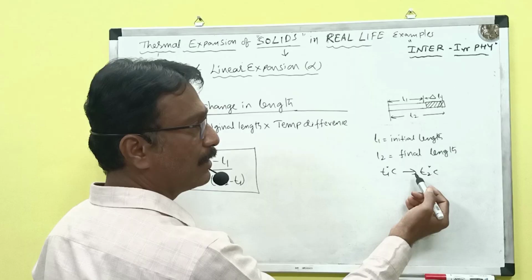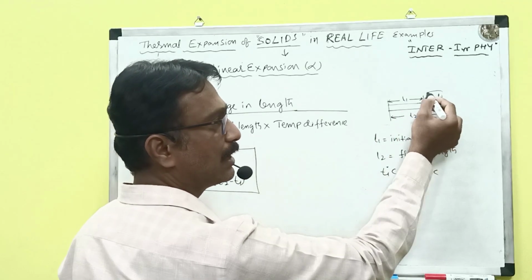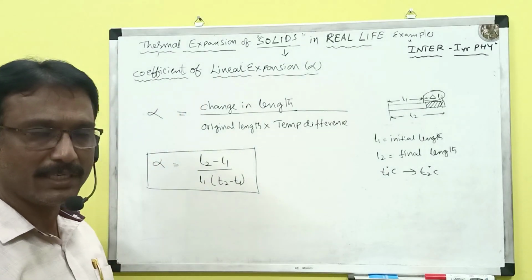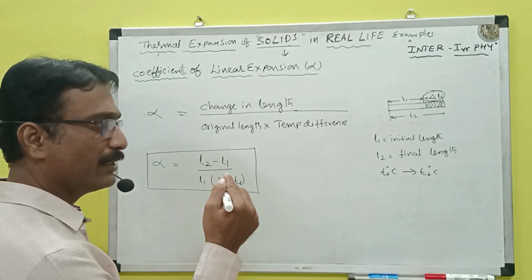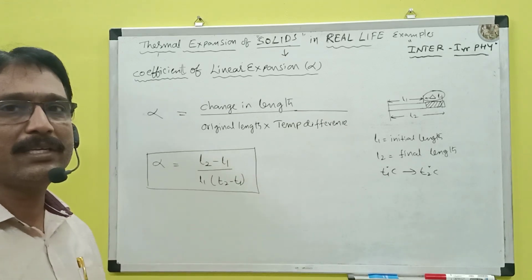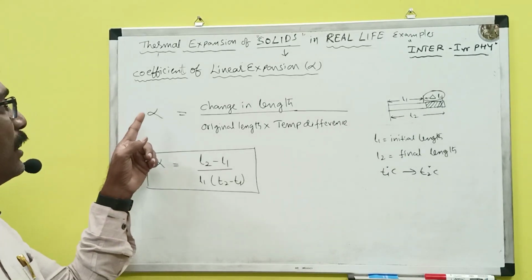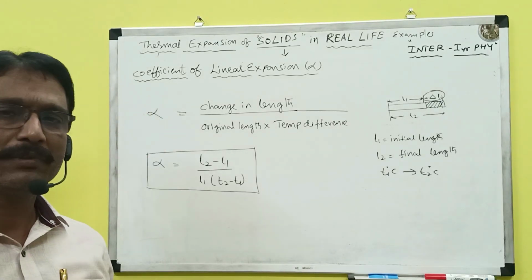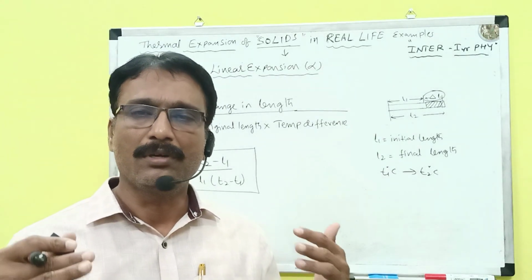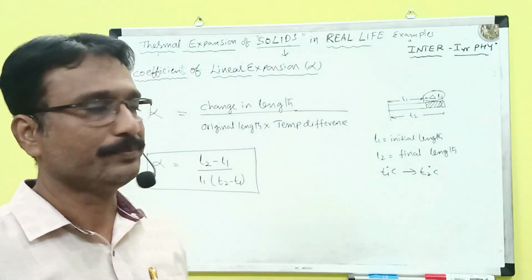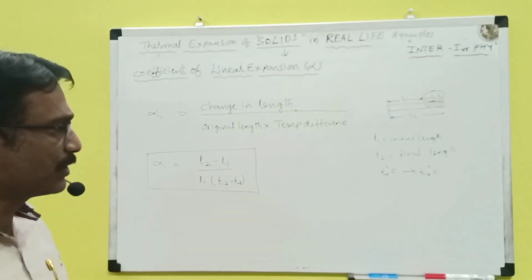So what is the change in length? We can write it here: L2 minus L1 gives the change in length. So this will be delta L, the change in length, meaning it has been expanded. So for every rise in temperature, how is the material going to expand? To define that, we take the coefficient of linear expansion of any given material, like copper, silver, gold, any type of material.